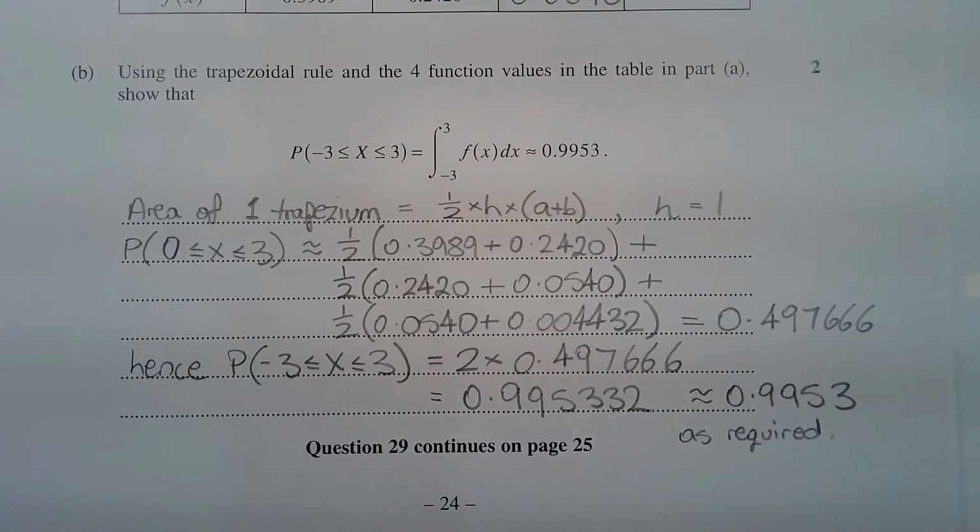Now we're dealing with an even function, so to get the probability that x is greater than or equal to negative 3 and less than or equal to 3, we just double this result. So that's equal to 2 times 0.497666, which is equal to 0.995332, which is approximately equal to 0.9953 as required.